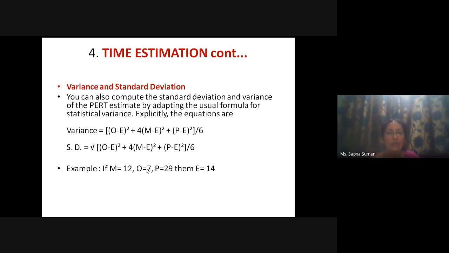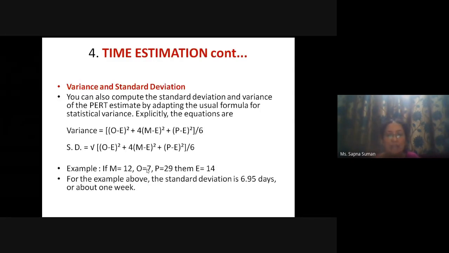If you have the same values that we used earlier, and we calculated E, which came to be 14 months, then putting these values into the formula for standard deviation, it comes out to be 6.95 days. Okay, unit is important here. If your unit is month, then this value will come in months. If your unit is days, then this value will come in days. So here the value is written 6.95 days, that is almost 7 days or a week.